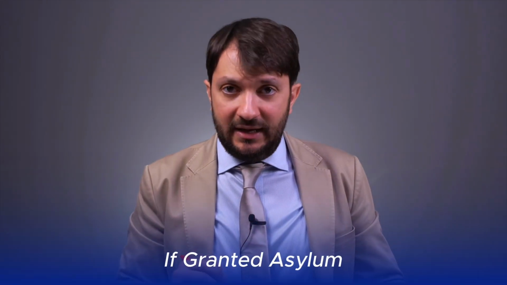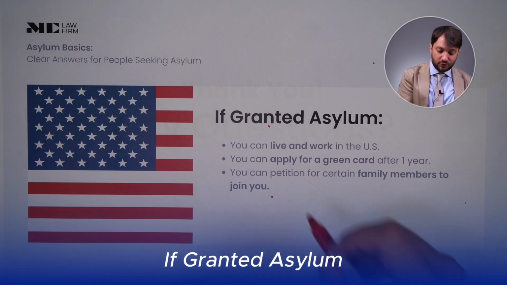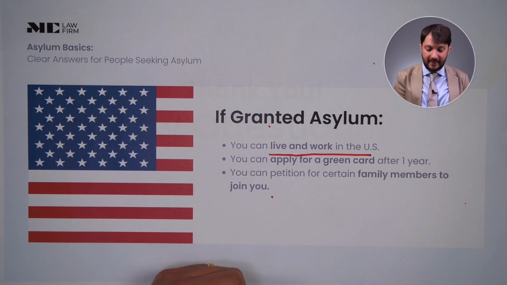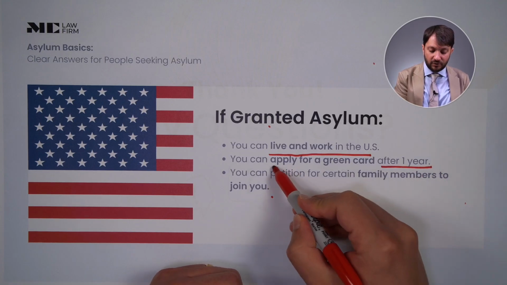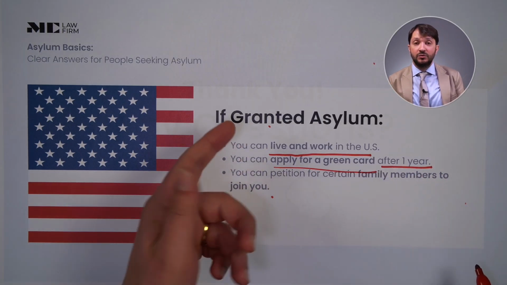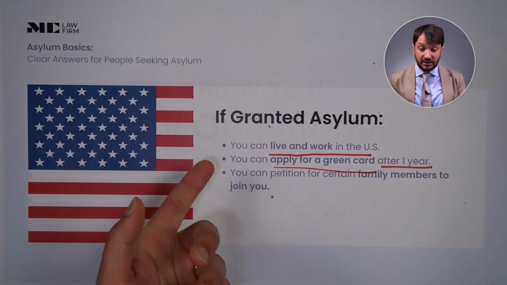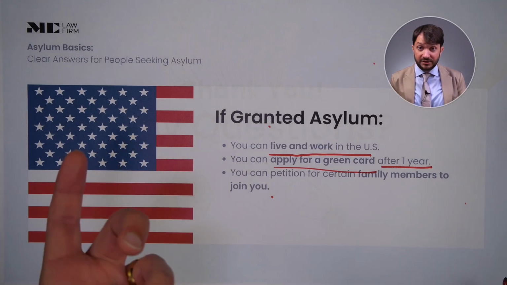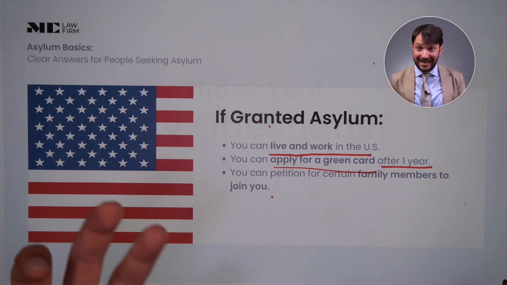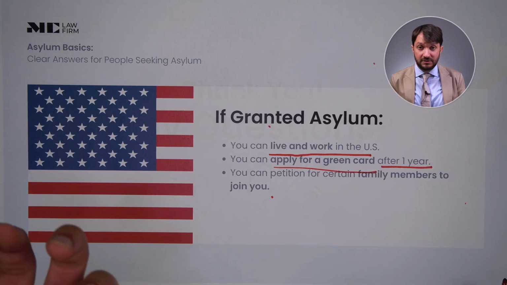Let's talk about that happy ending. What happens if you're granted asylum? First of all, you can live and work in the US. After 1 year, you apply for a green card, and I can say, even before you get your green card, your circumstances are very similar to someone who has a green card. You get permanent status. Asylum is not necessarily temporary.